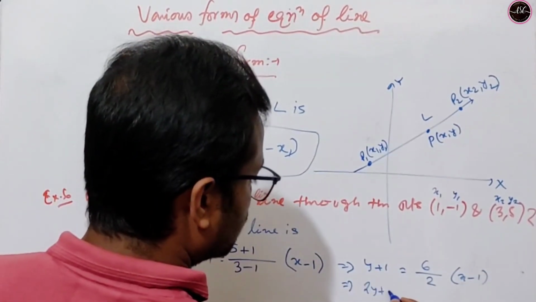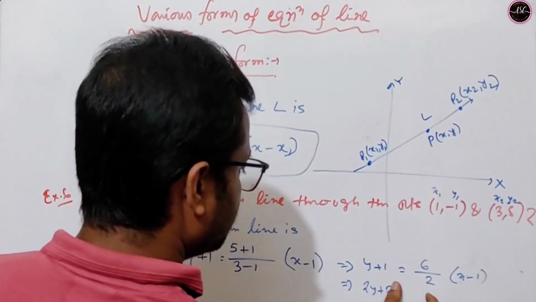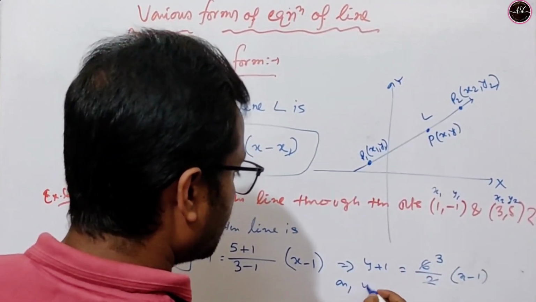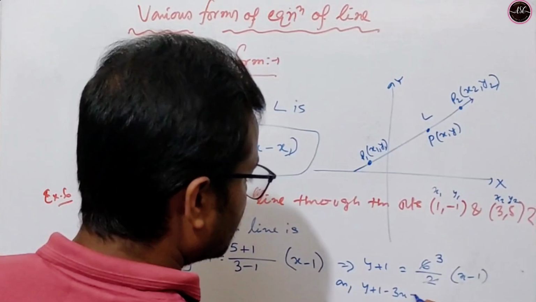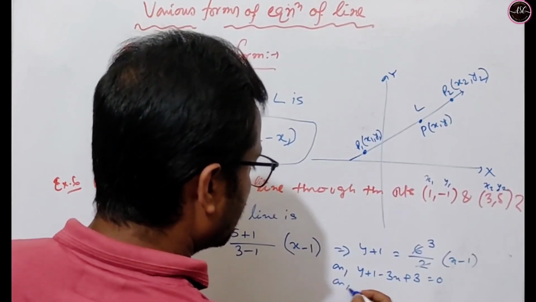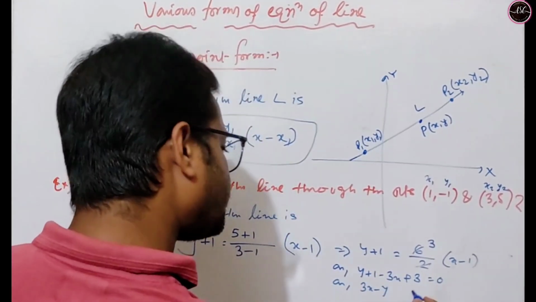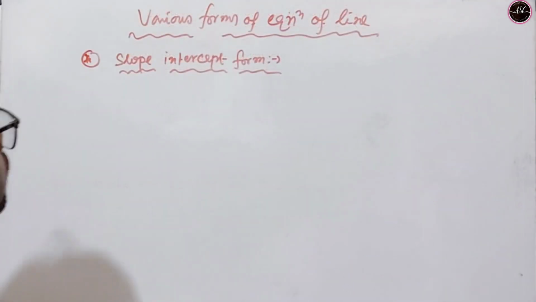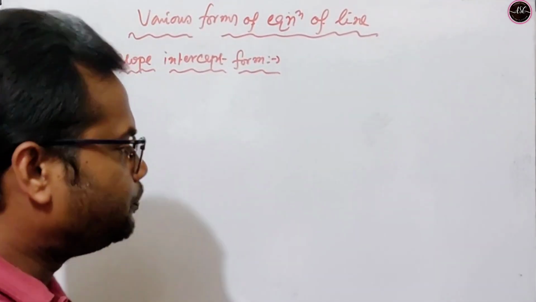so y plus 1 equal to 3 into (x minus 1), or y plus 1 minus 3x plus 3 equal to 0, or 3x minus y minus 4 equal to 0. That will be your answer. Now we will learn about the slope intercept form.